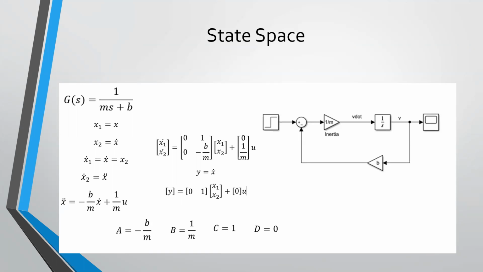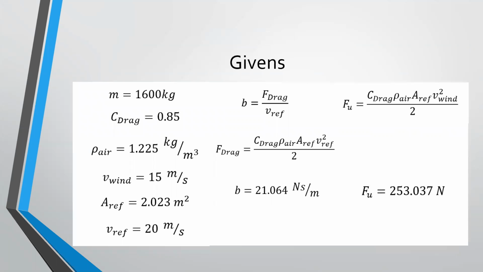Now that we have our equations known, we can input our system variables. From the initial block diagram, we need 3 variables: the mass of the vehicle, the damping coefficient, and the force of the wind gust or step input. The mass is 1,600 kilograms. The damping coefficient can be calculated using the reference speed of the drag force on the vehicle, and the wind force is also calculated from the drag force on the vehicle.